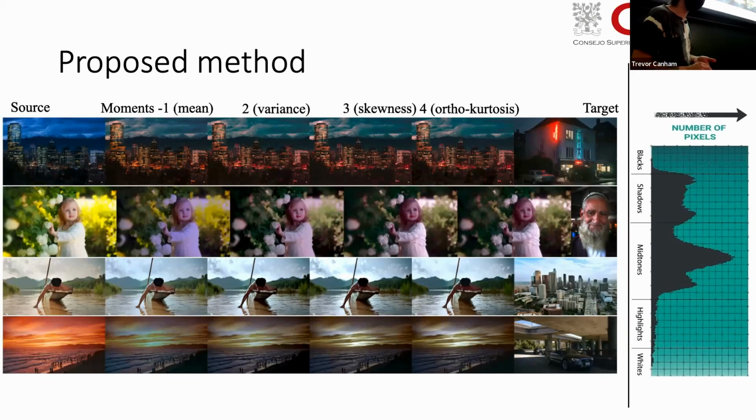And orthokurtosis goes even further to describe whether there's a large concentration even further towards the blacks and whites. By being able to decorrelate these two statistical moments from each other, we give colorists the ability to adjust the blacks and whites separate from the shadows and highlights, which is really useful, particularly with novel technology like high dynamic range, which extends the range of reproducible light values in the image.